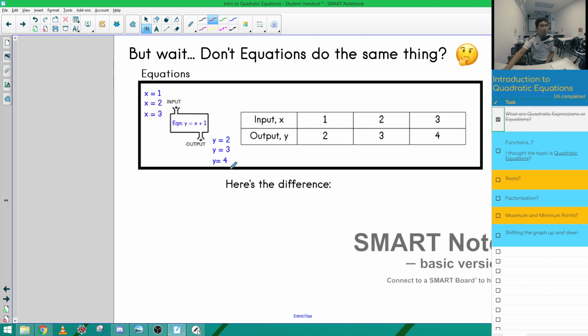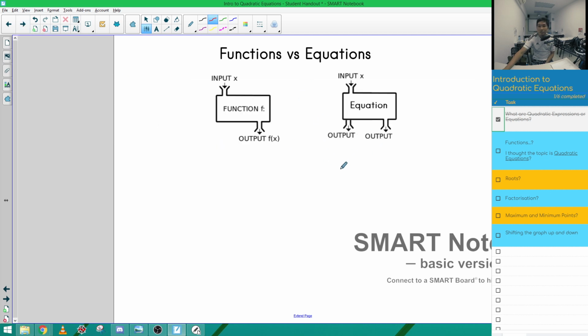Here's the difference. On the next slide, let's draw it out. Functions versus equations. First of all, you can see that functions have a very, very strict constraint, shown in the picture on the left. The constraint is this. For each input, we only have one output. So if you put something in, something else comes out.